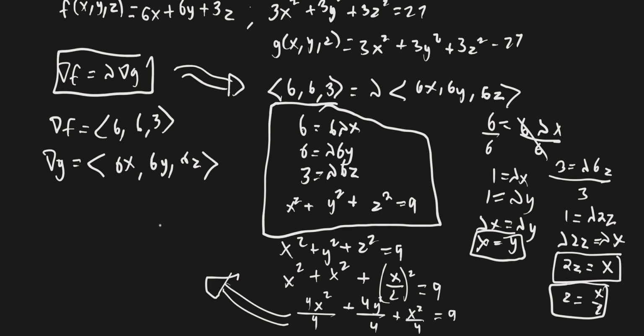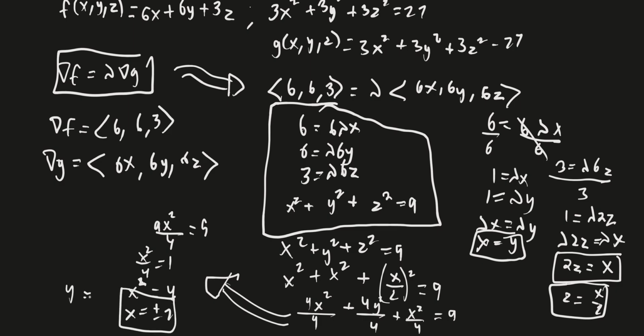So we end up getting 4 plus 4 plus 1 is 9, so it's 9x squared over 4 is 9. Which means x squared over 4 is 1, x squared is 4, x is positive or negative 2. Since x is y, y is positive or negative 2. And then 2z is equal to x, so z is x over 2, and we'll use that. So z is equal to positive or negative 1.